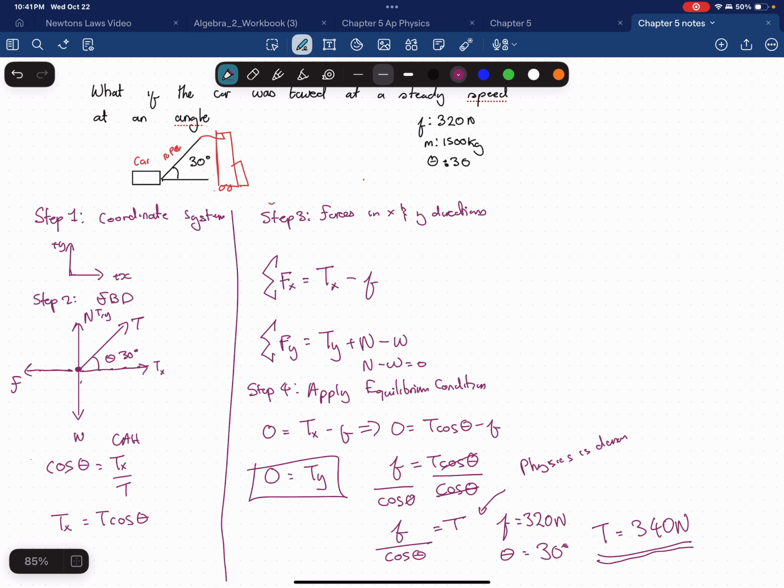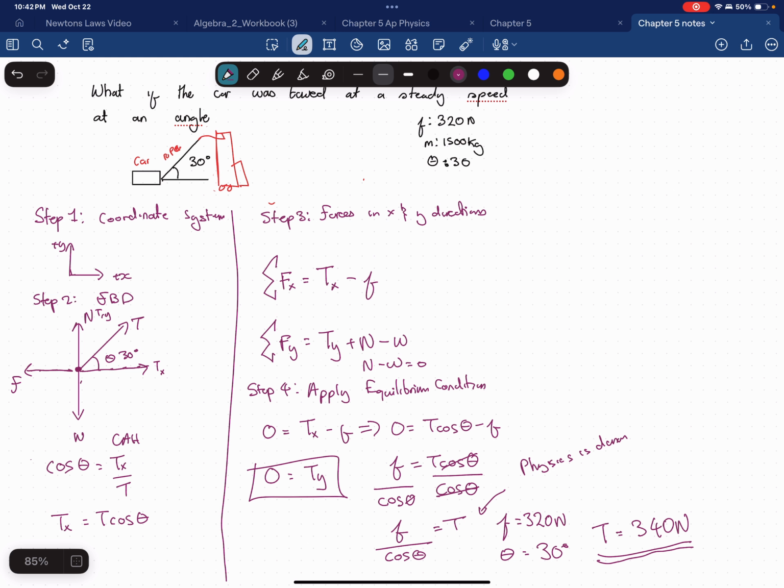But you might ask yourself, wait, we have more tension than friction. What is going on? If we have more tension than friction, if I'm moving in a straight line, of course I'll be accelerating. But because I'm at an angle, I need more tension to keep the car moving at a steady pace. I need a little bit more tension than the actual amount of friction. So don't worry, physics still works.